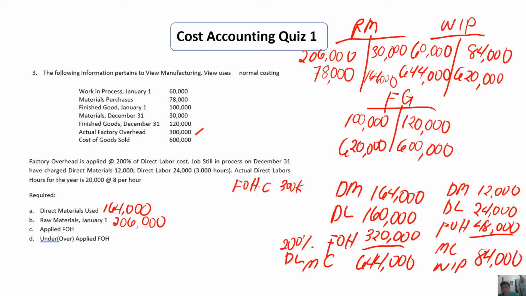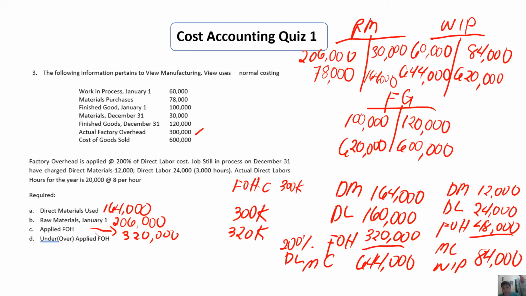Third requirement, we are looking for the applied factory overhead, which is na-compute natin kanina. Ang ating applied factory overhead for letter C, we have 320,000 pesos. Yan. Next requirement natin is yung under or over applied factory overhead. In that case, you have to versus it or compare it with the factory overhead control. Yung actual cost natin is 300K, which is na-compute natin sa taas. Tapos yung applied natin ay 320,000 pesos.